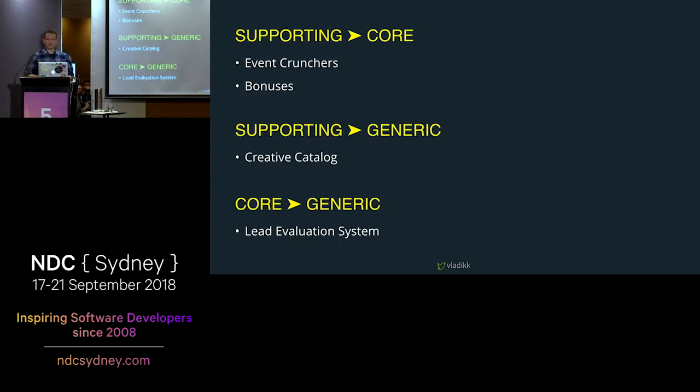In the CRM context, we had this algorithm that evaluated and identified the most promising leads. We refined it over time, tried various implementations, hacked it, but eventually we replaced it with a fully managed machine learning model running on AWS. Technically speaking, a core domain became a generic domain.